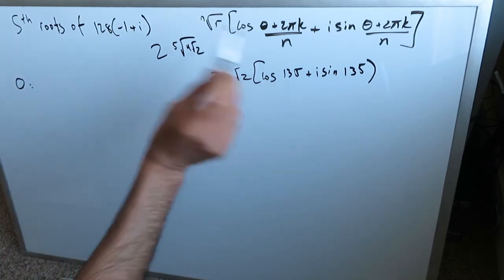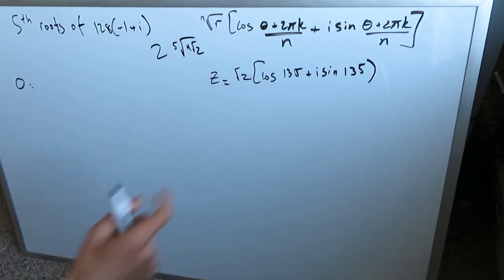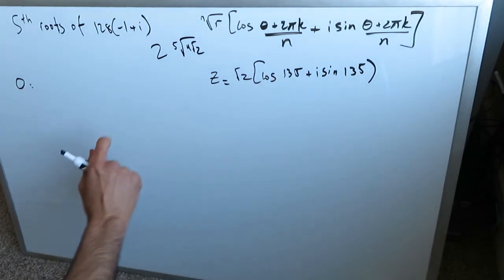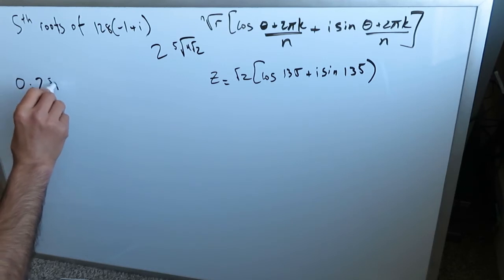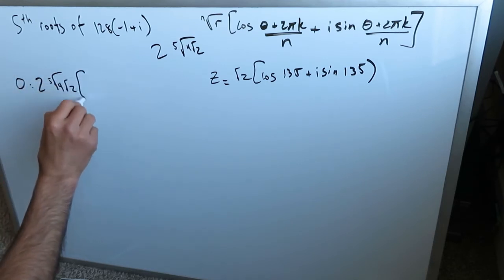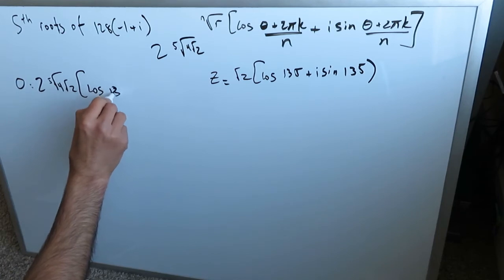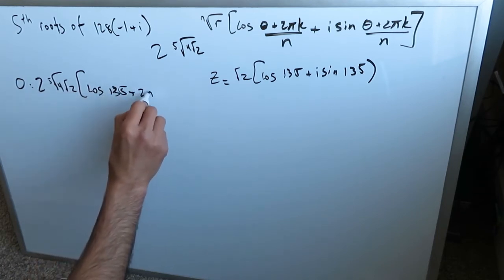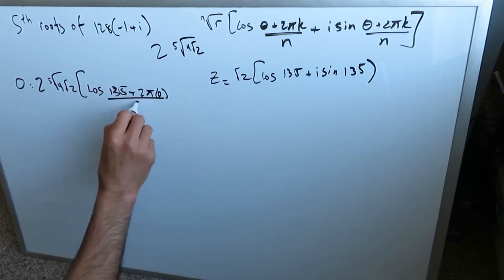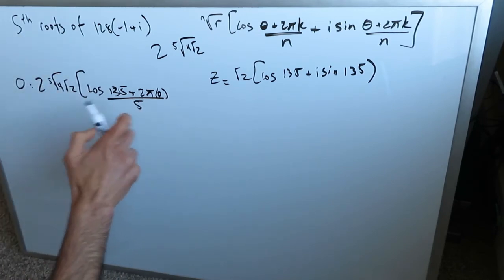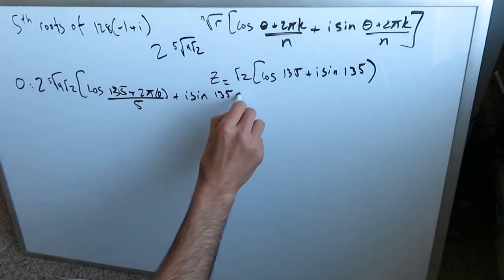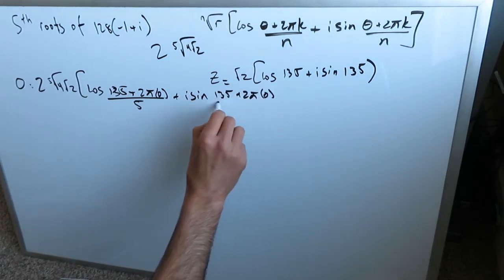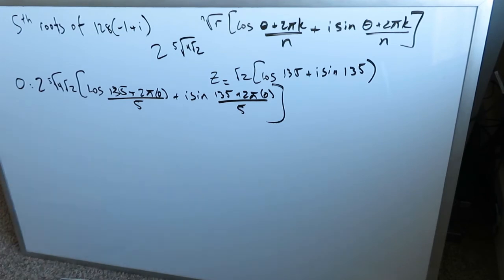We'll have 135 degrees as my angle. Let's keep everything here in the degree format and not convert it to radians. My modulus over here is 2 to the fifth root of 4 root 2, and then we do cosine of 135 plus 2 pi times 0, because k value here is 0, all divided by 5, n is 5, plus i sine 135 plus 2 pi times 0, all divided by 5. You seeing that? Look at my next k value. These are my k's.